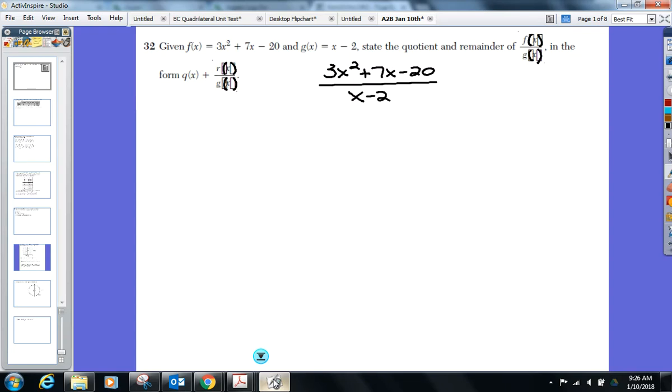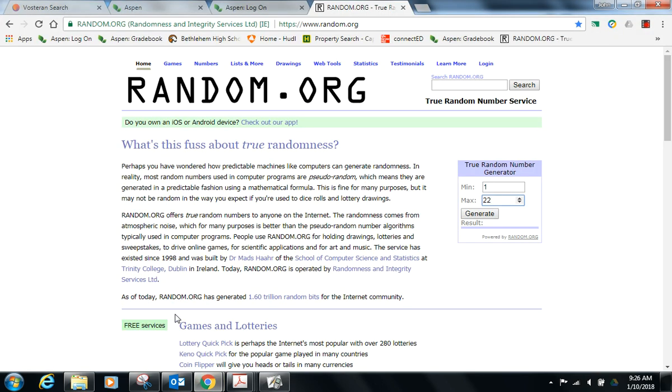For number 32, we could divide two ways. We could do long division if you're into long division, or we could synthetically divide if you're into synthetic division. Whoever's going to do this problem with me, you get to decide. Here you go, 19. What way do you want to do it?